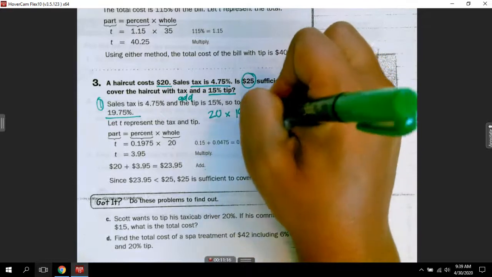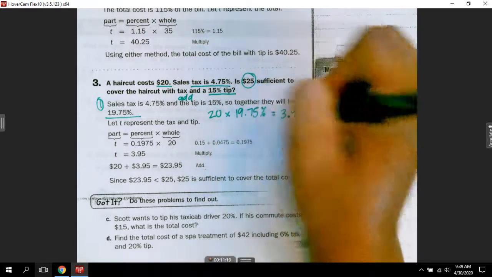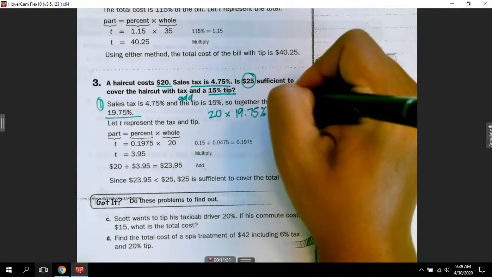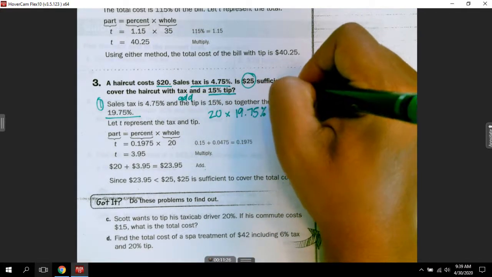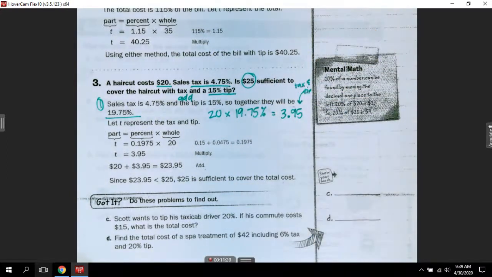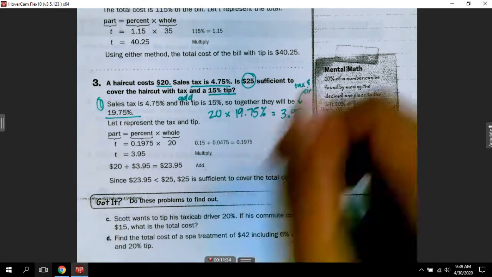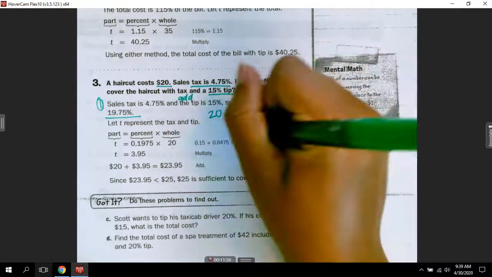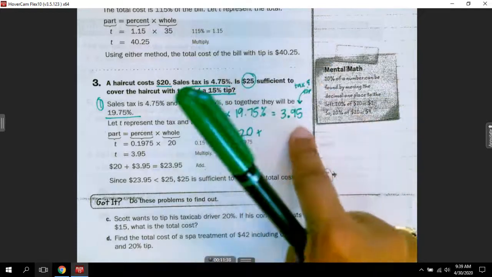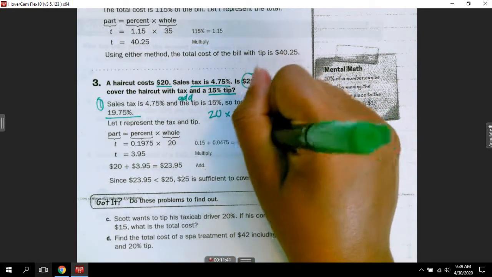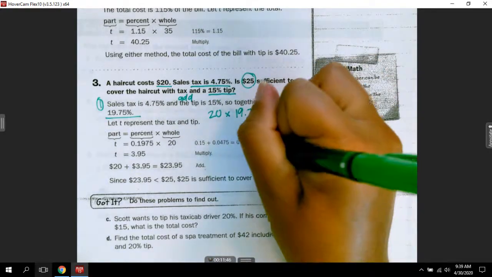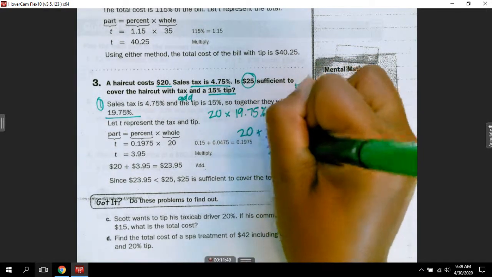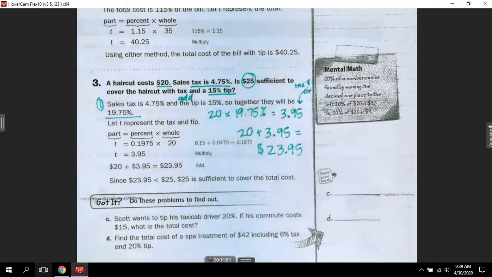you get 3.95. So remember that 3.95 is tax and tip, okay? That's what extra you're paying on top of that $20. So to find your total cost, you take that original haircut cost again, so 20, and you add that tax and tip back to it. So 20 plus 3.95 equals $23.95.